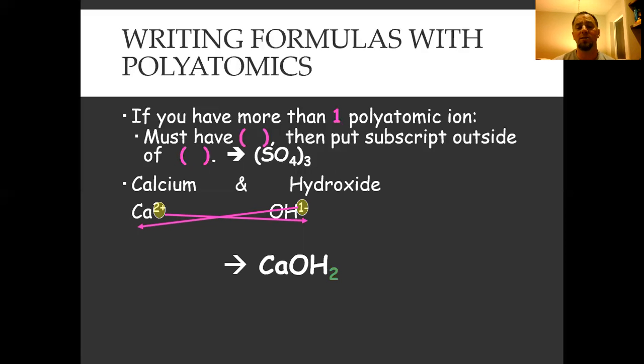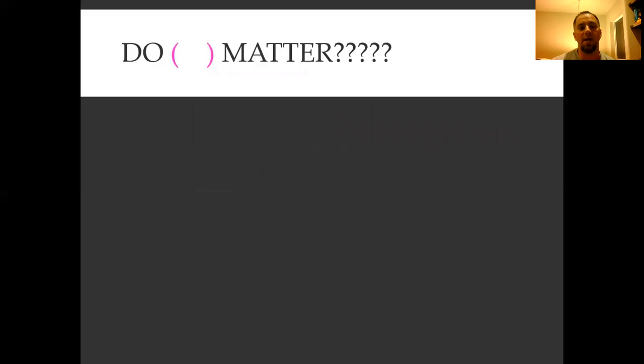When we write this out, let's take a look. Okay, calcium hydroxide is not CaOH2, right? We have to have those parentheses. So we put the parentheses around the hydroxide and then the 2 outside of that. Okay, so do those parentheses matter? They absolutely do. Let's take a look at what happens if we don't use the parentheses compared to when we do properly use those.